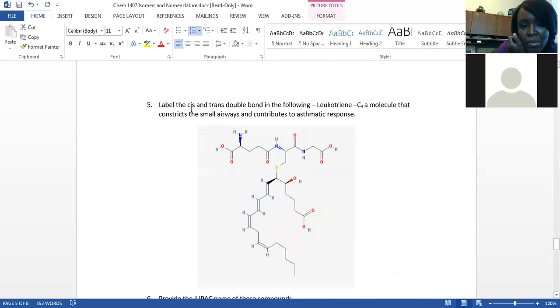They want you to label the cis and the trans double bond in the following. Remember, the cis and the trans has to be around a carbon-carbon double bond. That means these don't count. It has to be a carbon-carbon double bond.